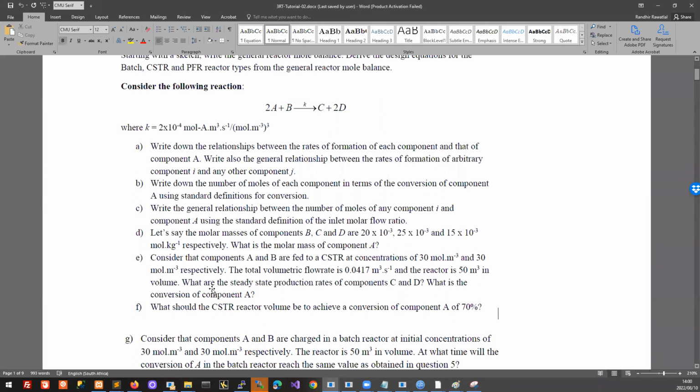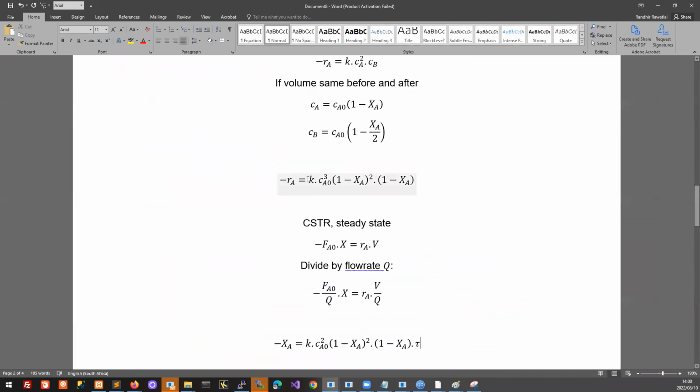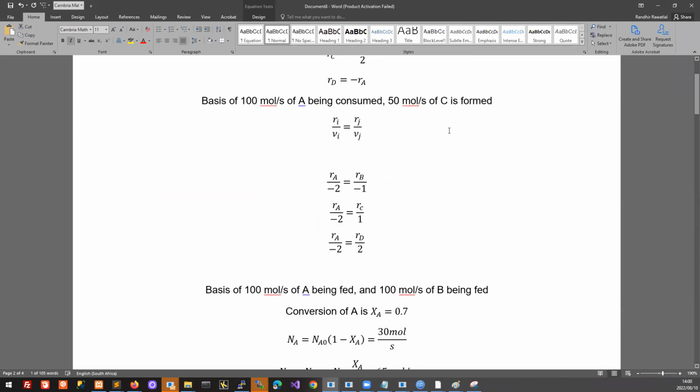We are also asked, what's the steady state production rate of C and D? Well, the first thing we have to do, we can see, is solve for the conversion. If you do have the conversion, then you can work out the rate at which A is being consumed. So if you've solved for conversion, then you can just stick it in here. We've got CA naught, we've got K, so we can solve for RA. And then you can just use the relationships between RA and C and D over here to calculate those rates as well.